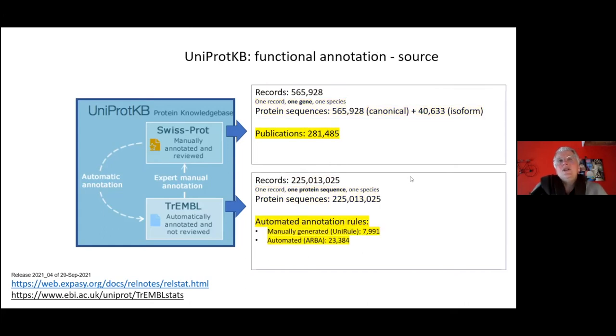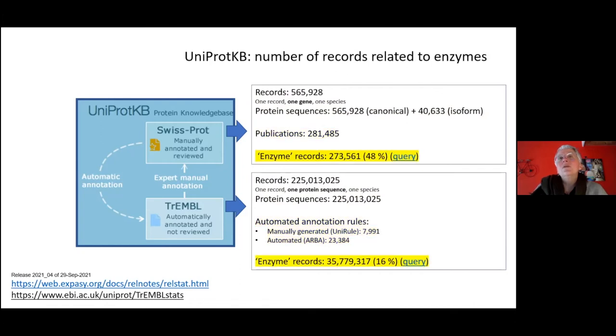Then the source of annotation. In Swiss-Prot, it's mainly publications. And in TrEMBL, it's automated annotation rules, either rules which are manually generated or rules which have been automatically generated according to the content of Swiss-Prot entries. And now if we focus on enzyme records, about half of the Swiss-Prot records concern enzymes, and about 16% of the TrEMBL records are linked to an enzyme and a biochemical reaction.